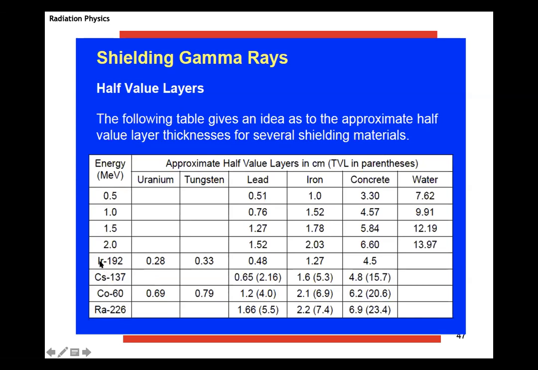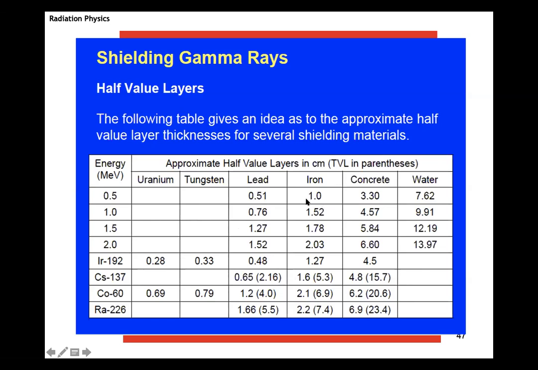iridium-192, which is used in nuclear medicine, cesium-137, that is a standard for gamma rays, cobalt-60, that is even more standard for gamma rays, and radium-226, which is also an alpha emitter, but is also a gamma emitter. So you see the half value layers are given here for different materials, this is in centimeters, for uranium, tungsten, lead.